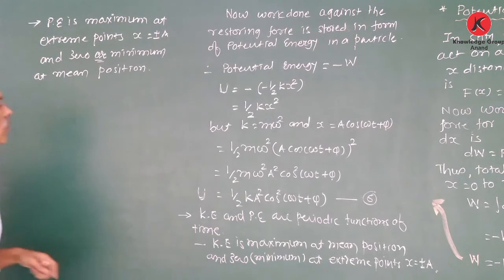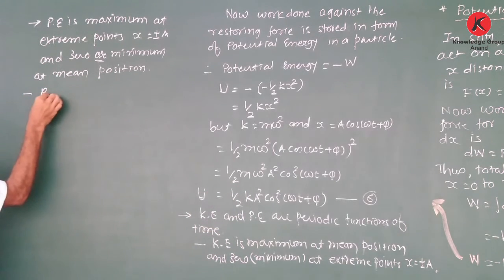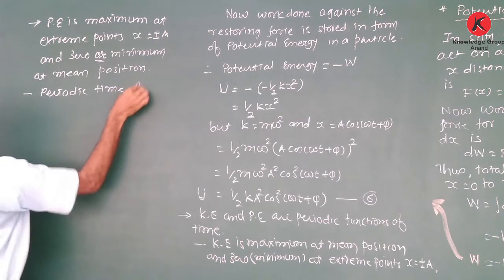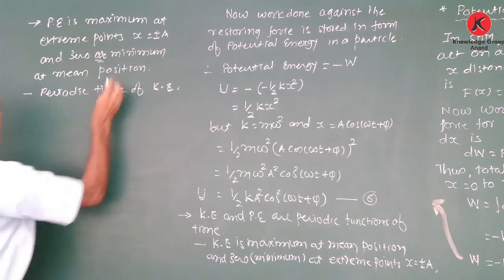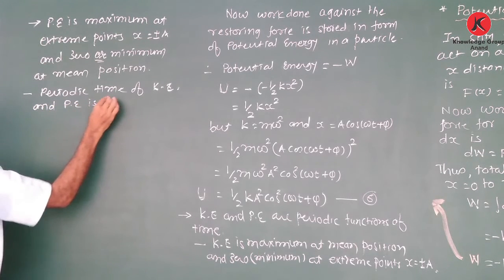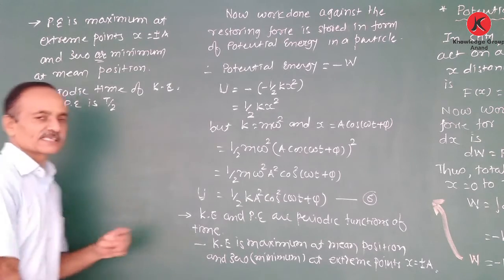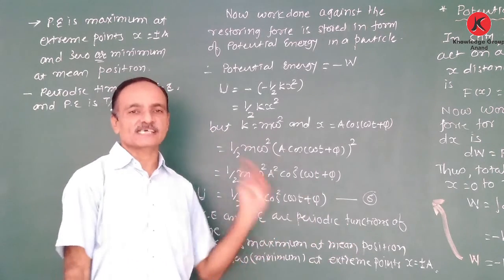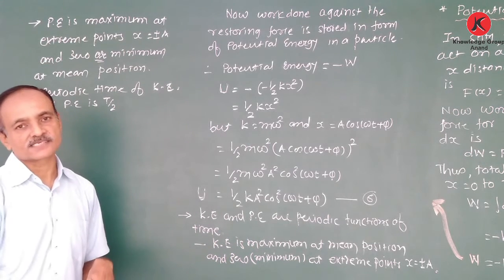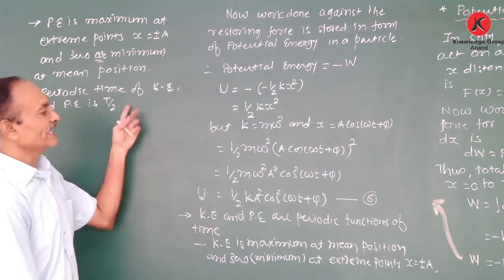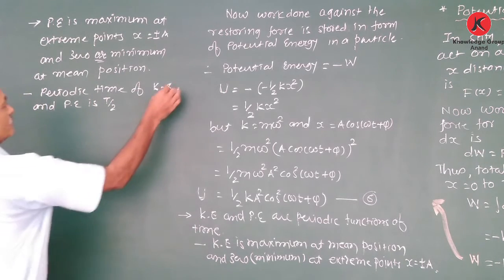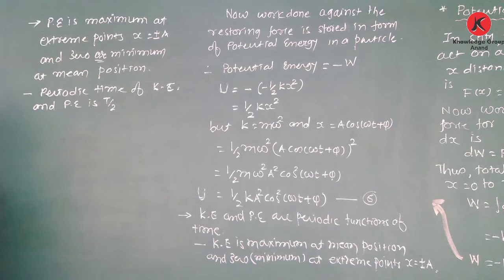The periodic time of both kinetic energy and potential energy is T by 2, because within the periodic time of oscillation, twice time becomes the maximum and twice time becomes the zero. Both the kinetic and potential energy, therefore the periodic time of kinetic energy and potential energy is T by 2.